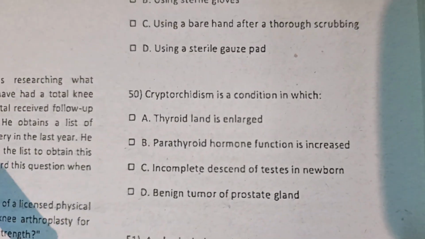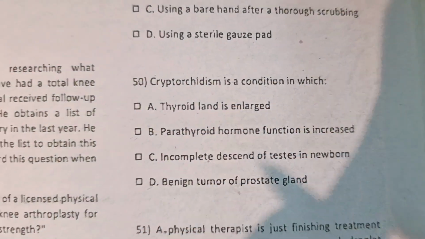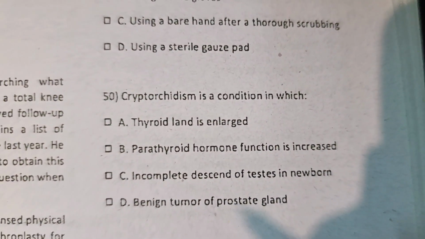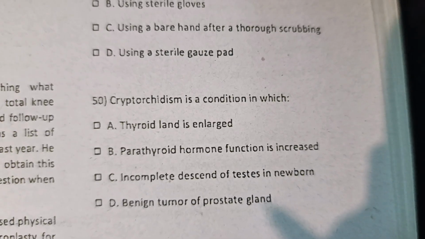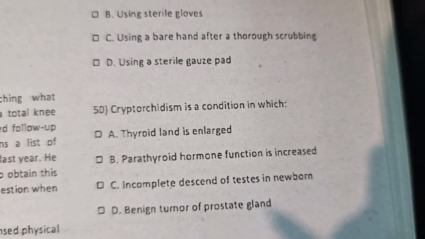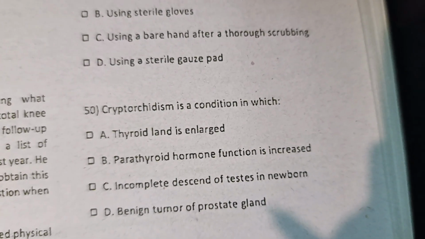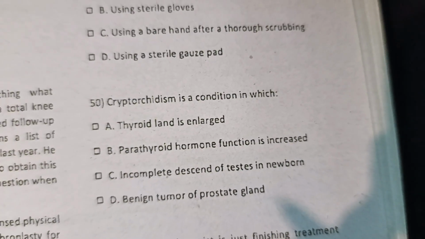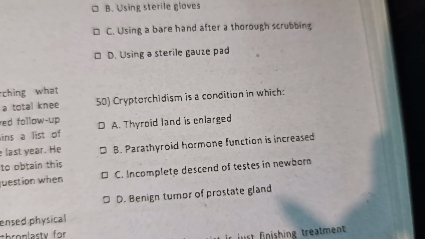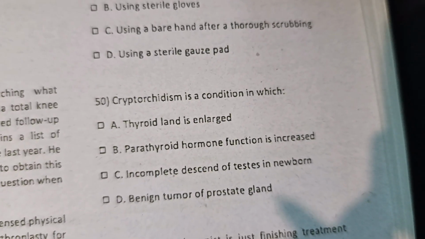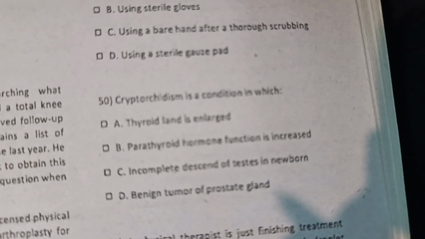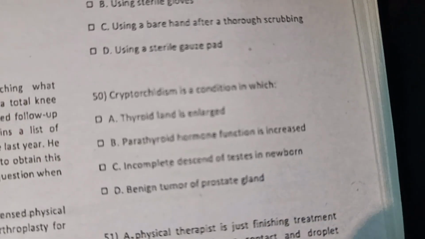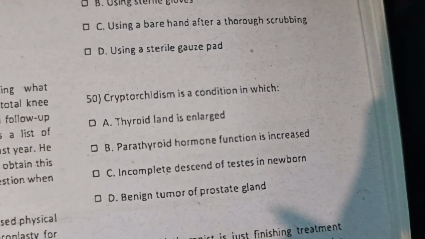And the last question number MCQs number 50 is cryptorchidism is a condition in which option A, thyroid gland is enlarged. Option B, parathyroid hormone function is increased. Option C, incomplete descent of testes in newborn. Option D, benign tumor of prostate gland. And the right answer is option C, incomplete descent of testes in newborn.